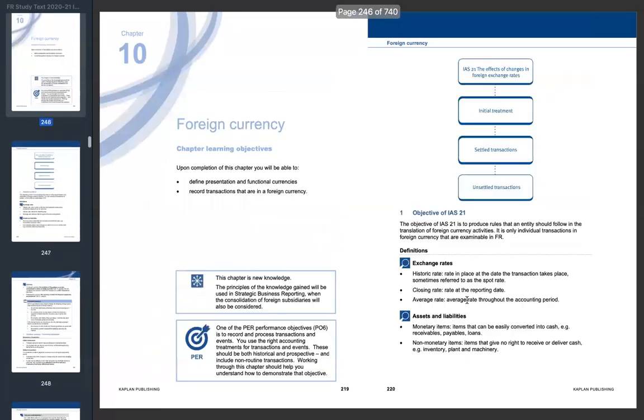Then there are assets and liabilities. In case of assets and liabilities, there are monetary items and also non-monetary items. Now, what are monetary items? Monetary items are such in nature which can be easily convertible into cash. Unlike monetary items, non-monetary items are such which cannot be easily converted into cash. Examples of monetary items would be receivables, payables, and loans. And examples of non-monetary items, which cannot be converted into cash, would be plant and machinery, inventory, etc.